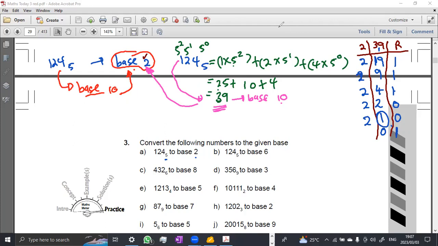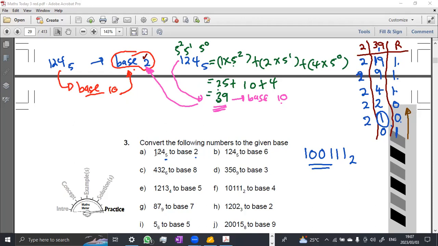Therefore, our answer is taken from the bottom upwards. So our answer in base 2 is going to be 1, 0, 0, 1, 1, 1. That will be 100111 in base 2. Are we getting the idea of what is happening there?